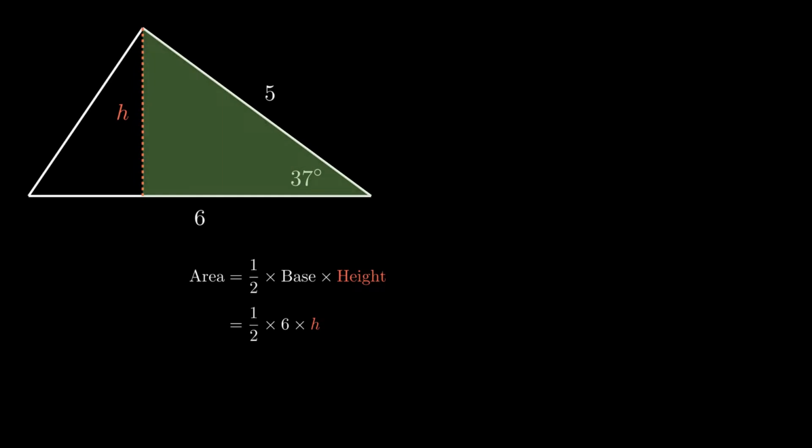We can look at this green right-angled triangle here, and noticing that h is opposite the 37-degree angle, and 5 is the hypotenuse, we find that sine 37 degrees is in fact h over 5. In other words, multiplying both sides by 5, we would have h equals 5 times sine 37 degrees. And so back to our working on the left, we can replace that red h there with 5 times sine 37 degrees. We put that into a calculator and we get 9.03.